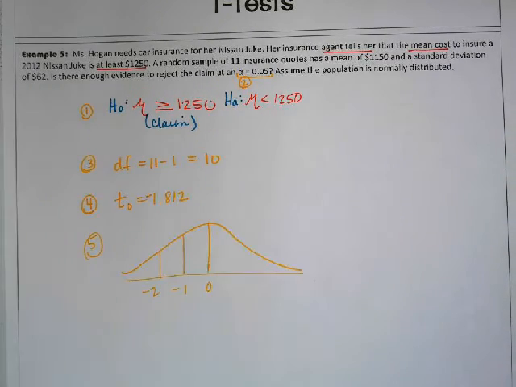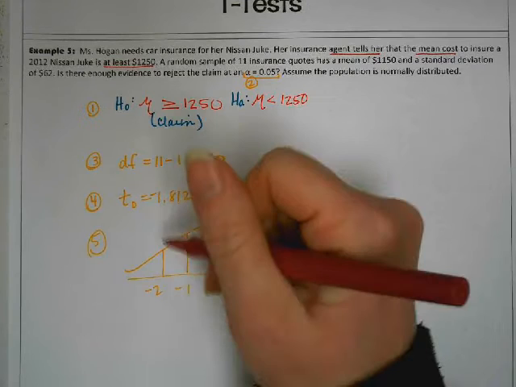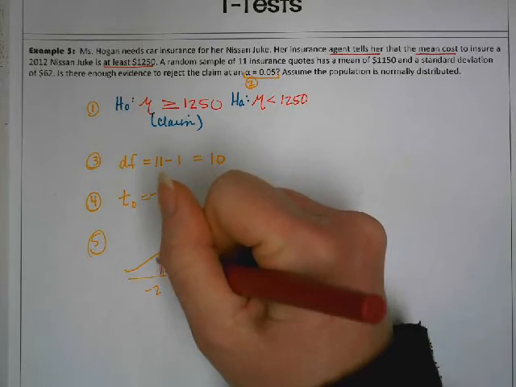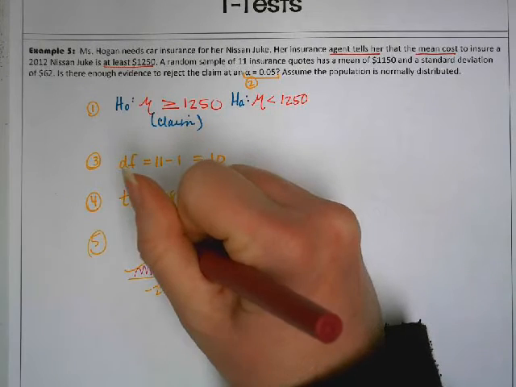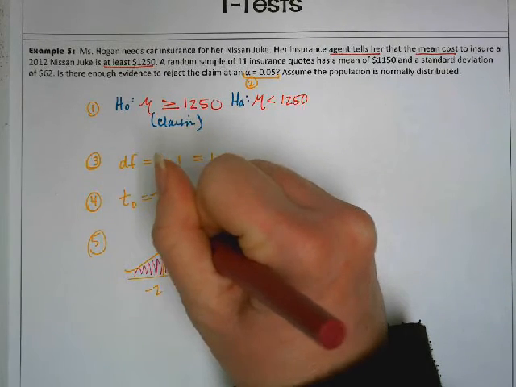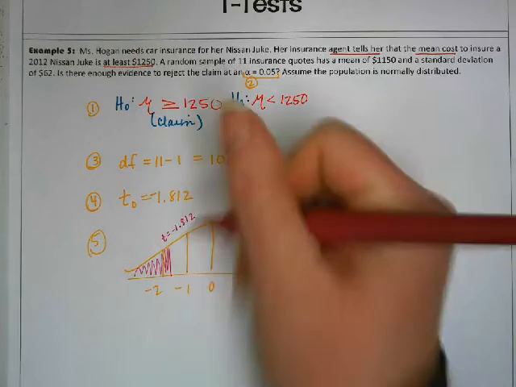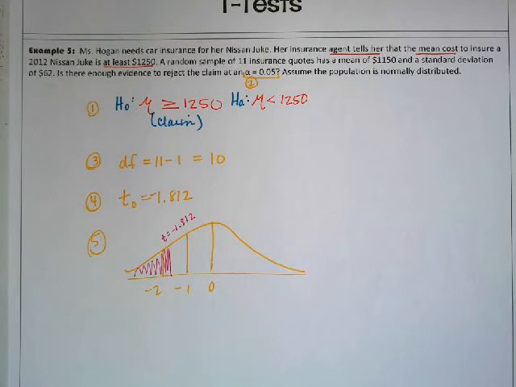So, let me get a different color to shade with. Let's see. It's going to be up here, negative 1.812. All right, I just shaded my rejection region. Now I need to calculate my test statistic.